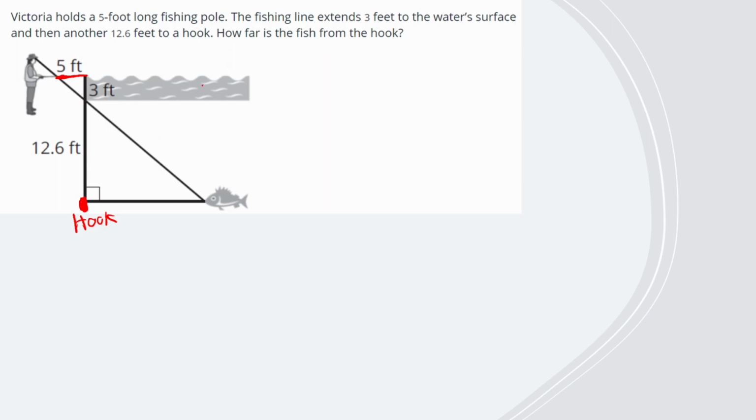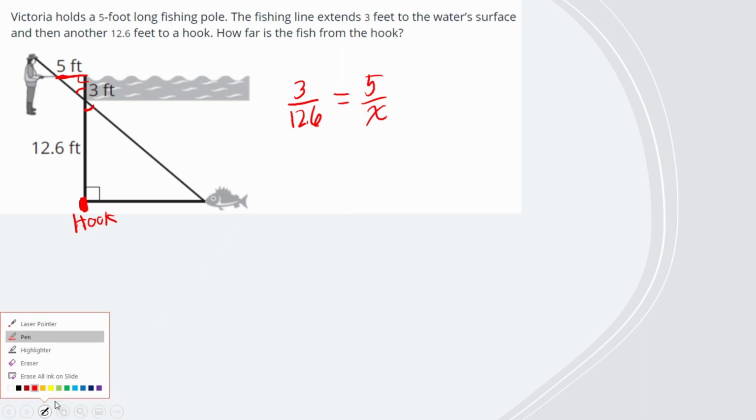So now that we assume that this is the 5 feet and we have our hook down here, we could tell that these two triangles here are similar because they also have vertical angles here, right? And vertical angles are congruent. And then they have right angles and they're congruent. So we have angle-angle similarity. Then we can set up our ratio. So the ratio is going to be 3 over 12.6 equals 5 over x. And now all we have to do is our trusty dusty cross multiply like we've been doing.